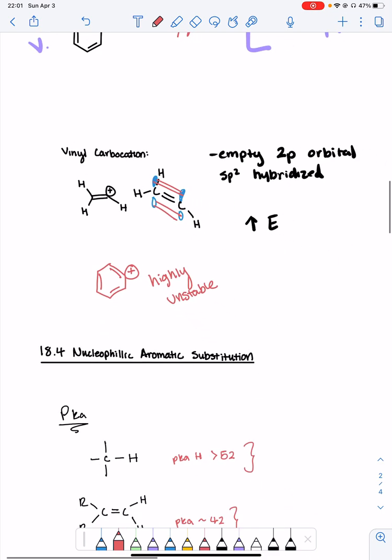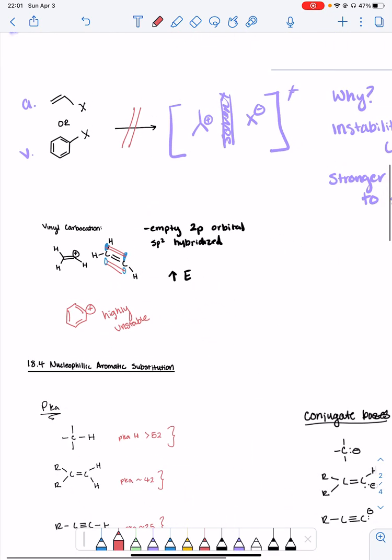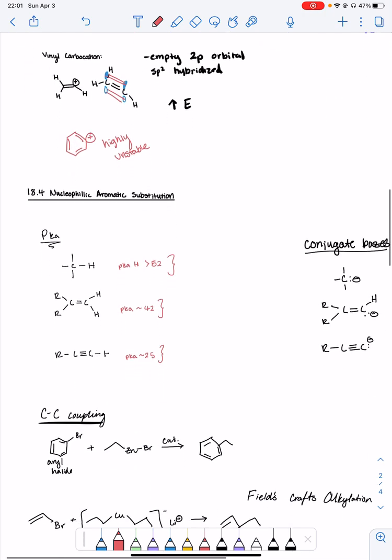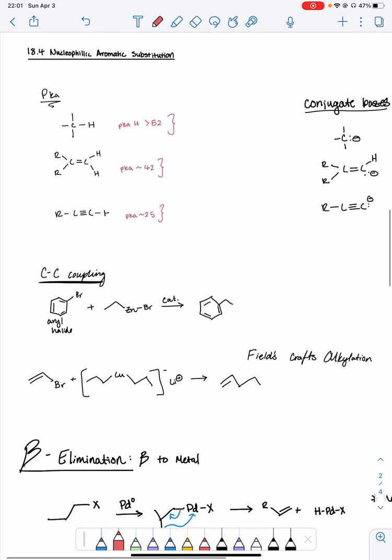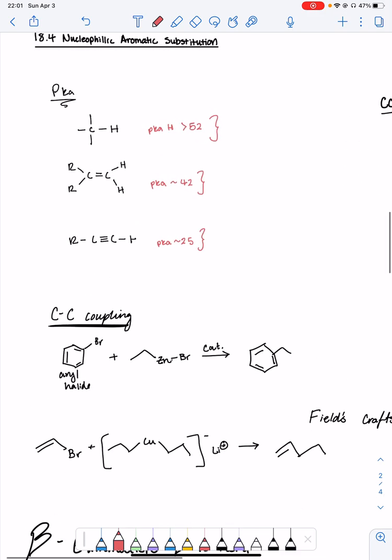And that is just a key thing to keep in mind when working with vinyl carbocations. So the next thing we move into is nucleophilic aromatic substitution, and specifically we're going to focus on this hydrogen right here. We talked about how it has a really high pKa, and we called that a weak acid, a very weak acid.